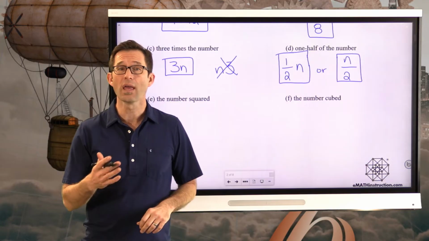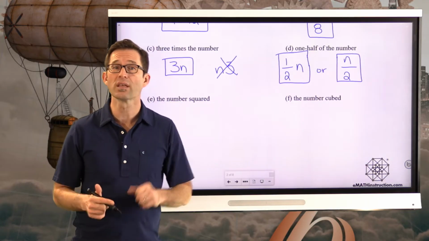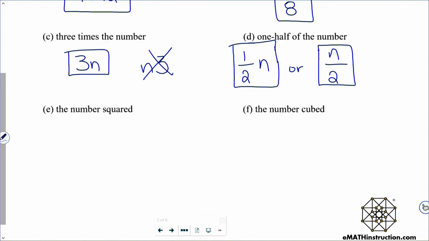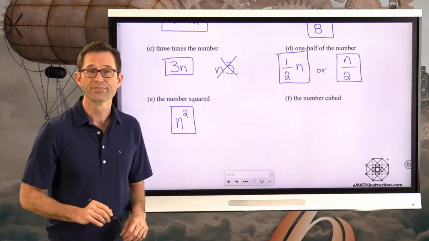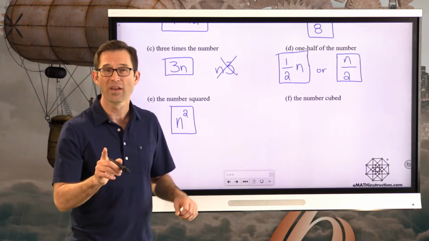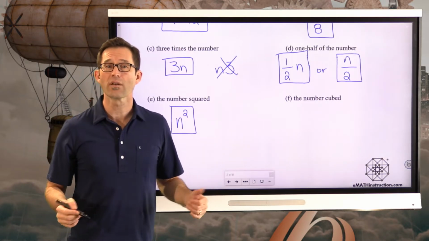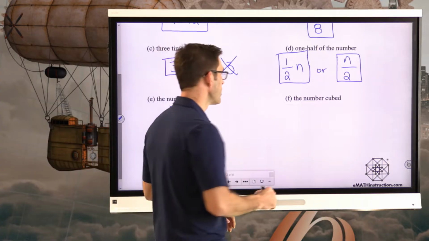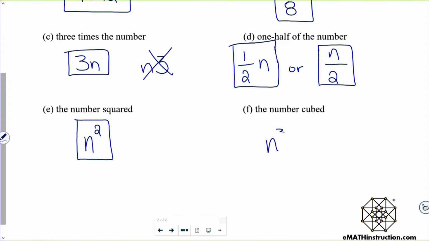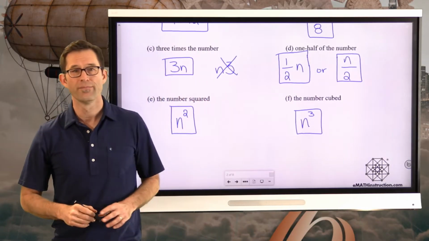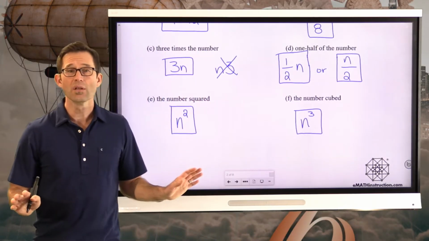Squaring a number means just taking that number as the base and raising it to the second exponent. So a number squared is n to the second. And likewise, a number cubed, exactly the same idea, except instead of raising it to the second power, we raise it to the third power. So we have n to the third. Great, that's it. Just a little bit of a review.